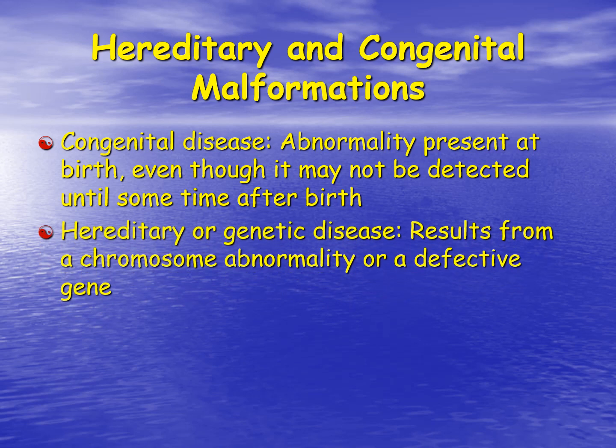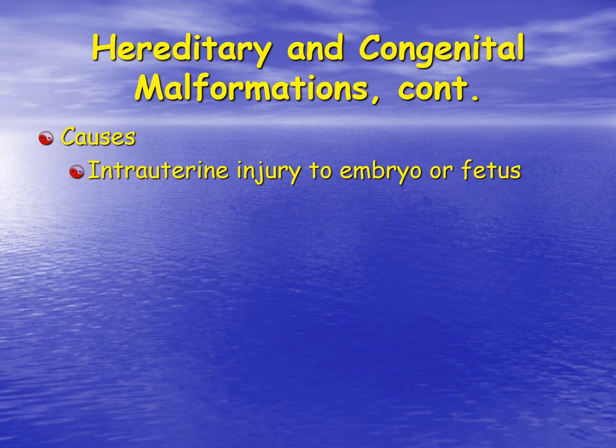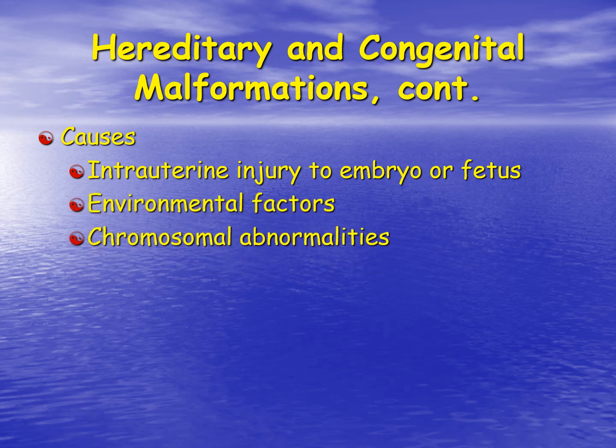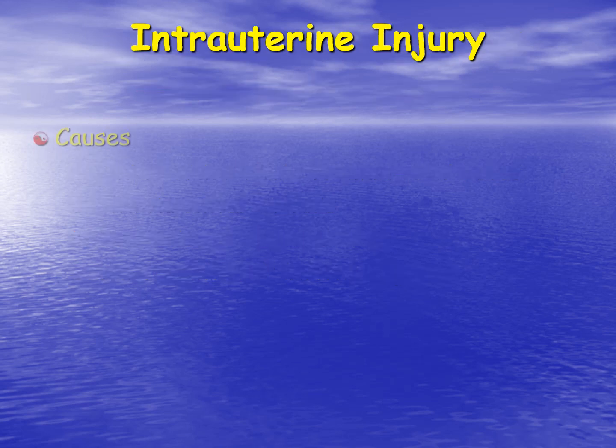Versus hereditary or genetic disease, this actually results from an abnormality within the chromosomes or a defective gene that is present in the zygote. Causes of hereditary and congenital malformations, especially congenital, are intrauterine injury to the embryo or fetus, environmental factors, chromosomal abnormalities in hereditary diseases, and abnormalities of individual genes.